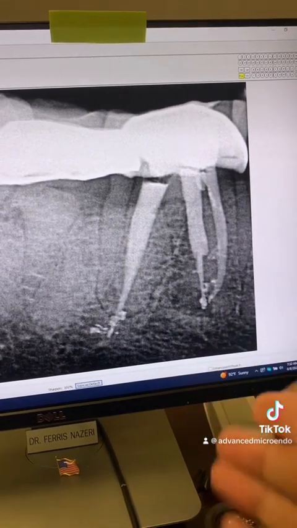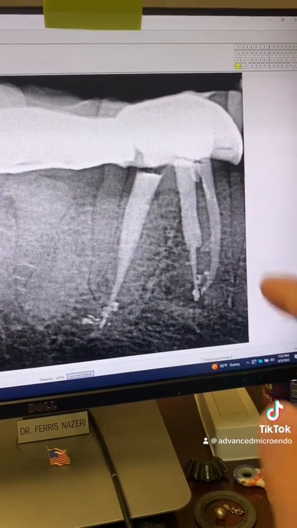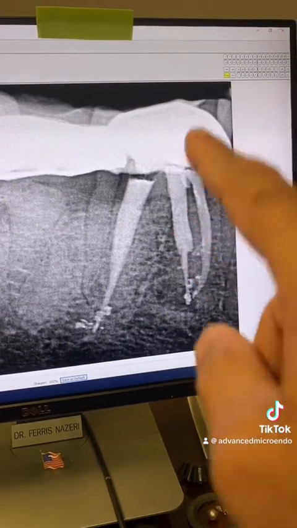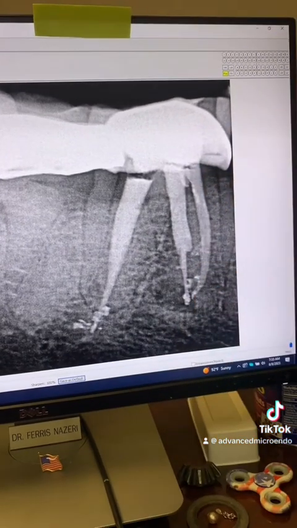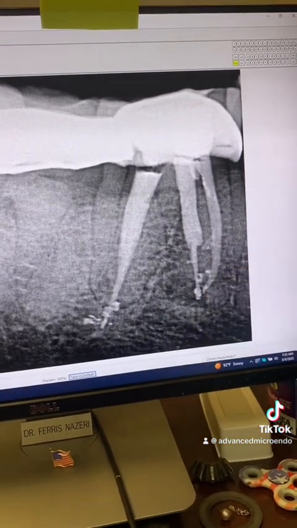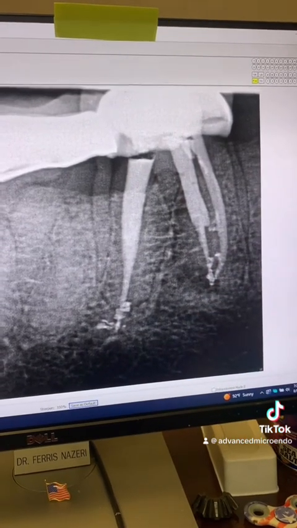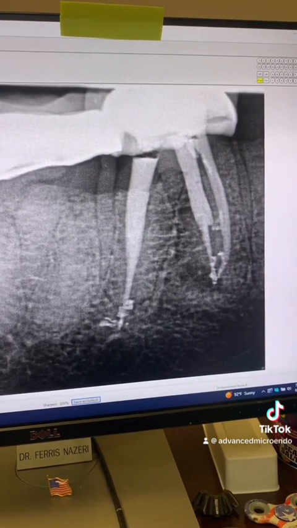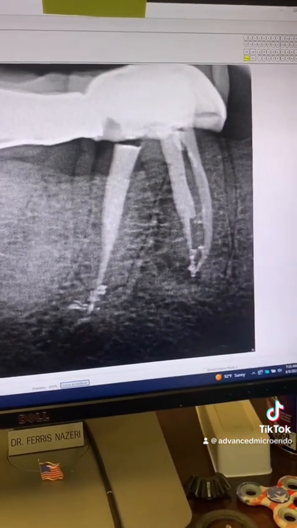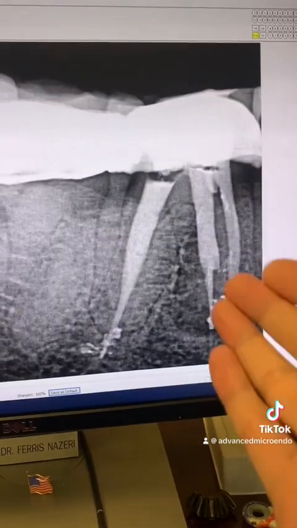Everything went great. I went ahead and temporized the tooth and referred the patient back to his dentist. This dentist will cut the crown off, build the tooth up, and put a new crown on it. But as you can see, everything went great. This is another angulation of the post-op, and another angulation, and another angulation.